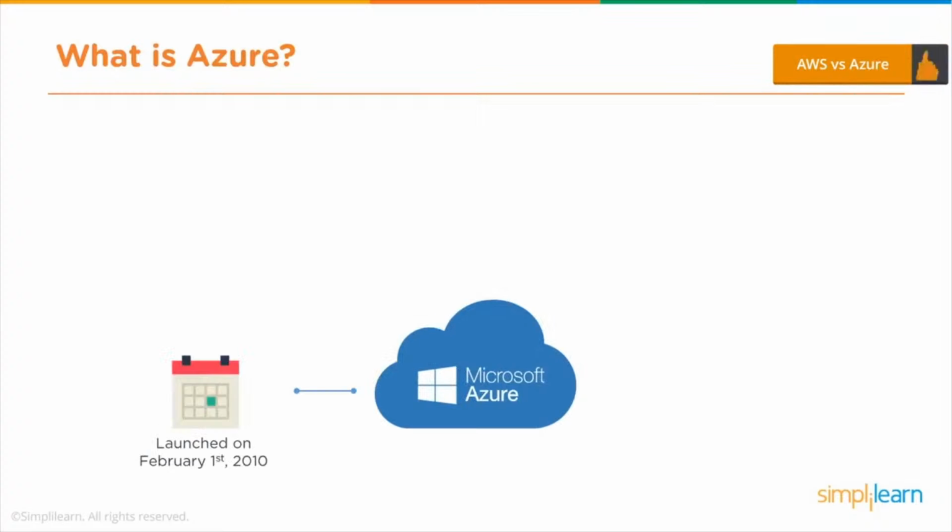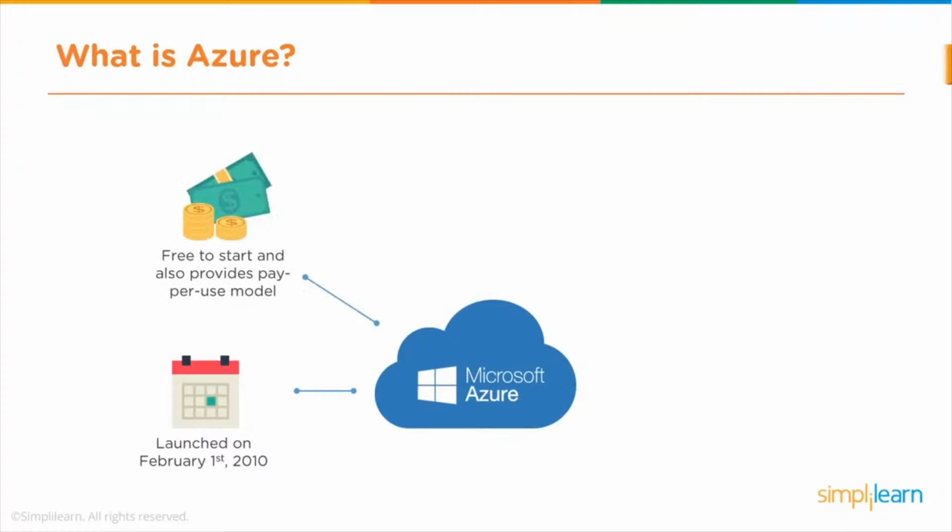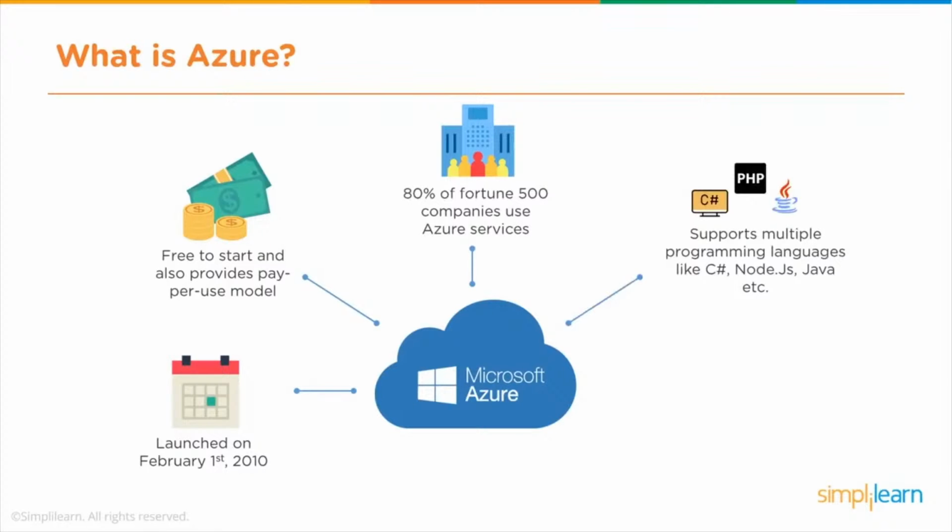Now, here are some things that you need to know about Azure. It was launched on February 1st, 2010, which is significantly later than when AWS was launched. It's free to start and has a pay-per-use model, which means, like I said before, you need to pay for the services you use through Azure. And one of their most important selling points is that 80% of Fortune 500 companies use Azure services, which means that most of the bigger companies of the world actually recommend using Azure. And then Azure supports a wide variety of programming languages, the C#, Node.js, Java, and so much more.